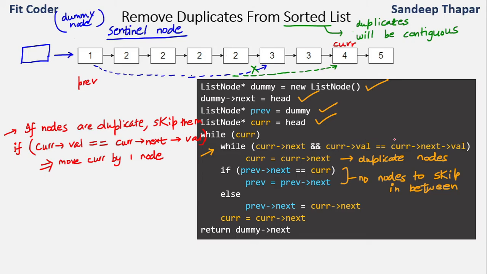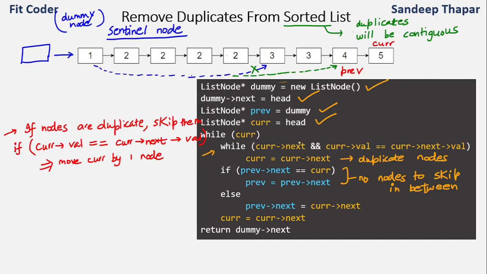In the next step, we again check if current val is equal to current next val. So current val is at 4 and current next val is at 5. So these are not equal. So we'll come in the if statement and now we'll check if previous next is equal to current. So previous is at 1, next of previous is at 4. So previous next is equal to current, which means there are no nodes to skip in between. So now we can move previous to the next node. So previous will also come at 4. And in the next step, we'll move current by one node. So current will come at 5.